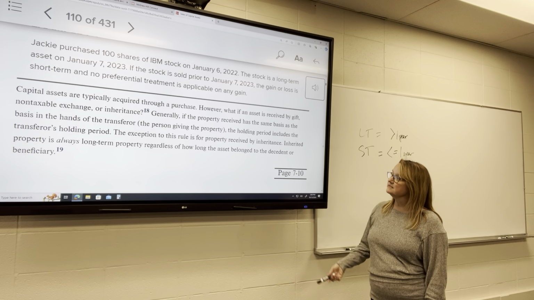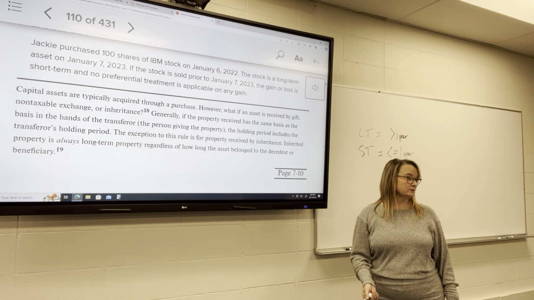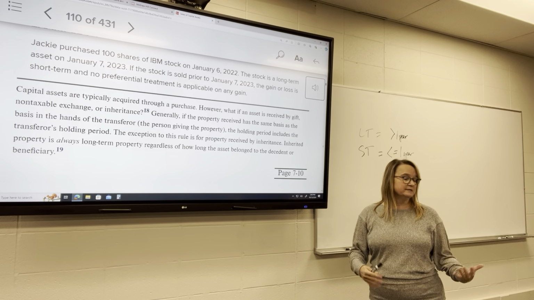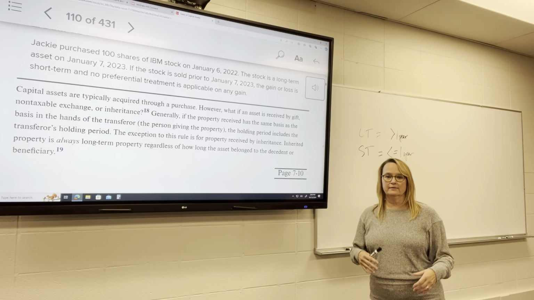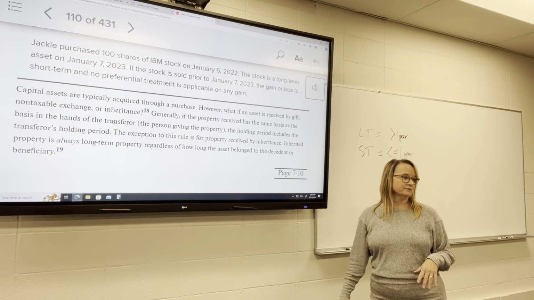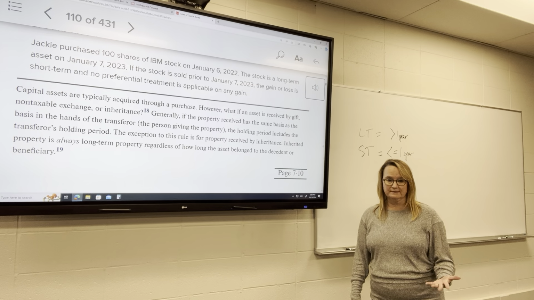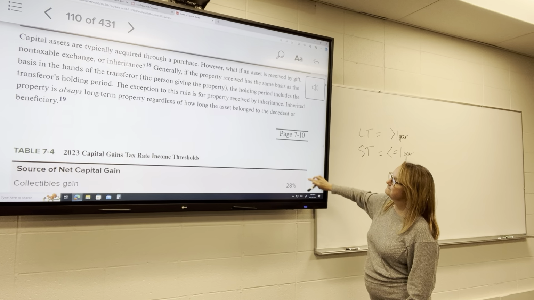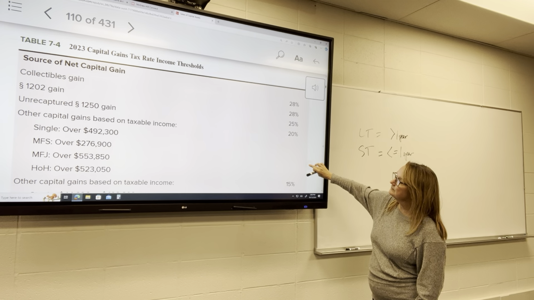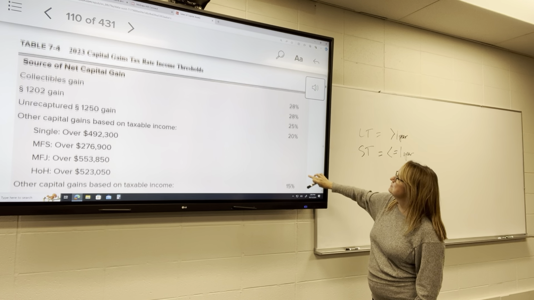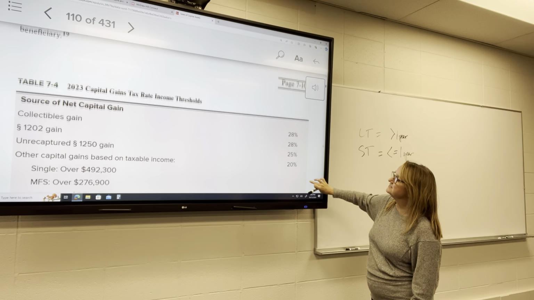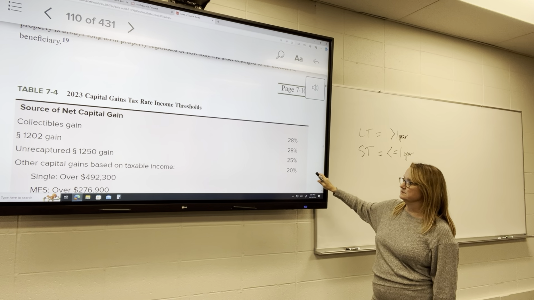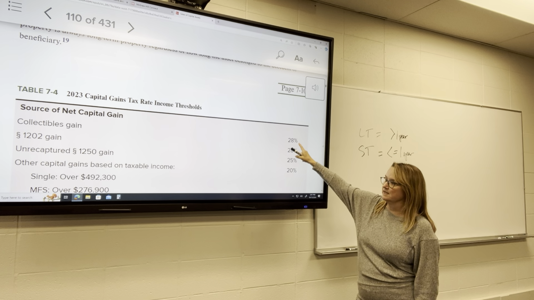Inherited property is always going to be long-term. So if grandma just bought those shares yesterday, and then she passes away and you inherit them, they're going to be long-term, even though she just bought them yesterday. Okay. All right. You know how I said that collectibles have a special tax rate? It's 28%.